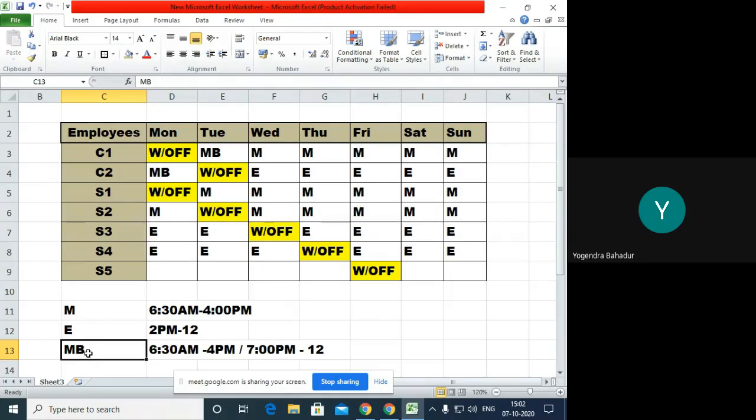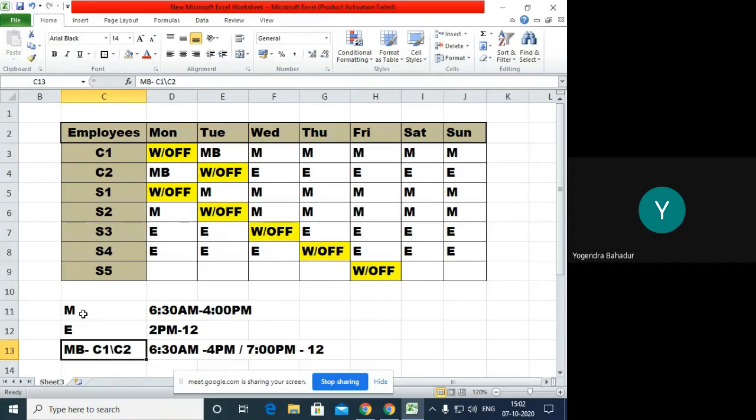One thing to keep in mind: this particular morning break is basically for the captain only. So in order to make it clear, I've been making it for C1 and C2. So here, the morning break for C1 and C2 is the morning break which is being performed by the captain.